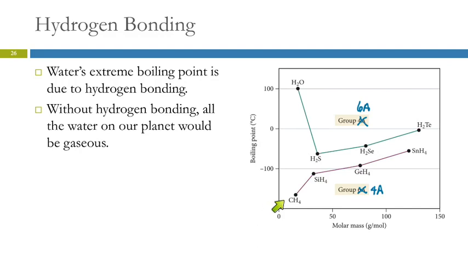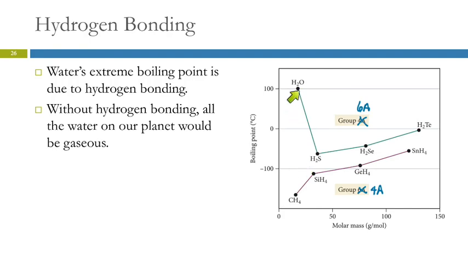So if we look at group 4A atoms, carbon, silicon, germanium, and tin, they're all going to form similar compounds with 4 hydrogens. And we see that the boiling point of CH4 is the lowest. As we increase in molar mass, we have a general trend that the boiling point increases. These are nonpolar molecules, and so this increase in boiling point is due to the size of the molecule increasing. A larger molecule is more polarizable, and so the dispersion forces will be stronger.